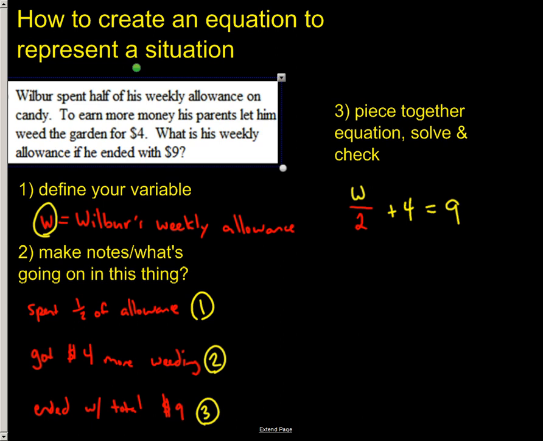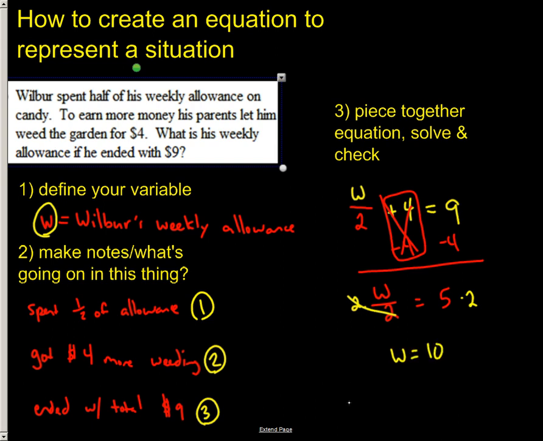So this is your two-step equation. Minus 4, minus 4. W is divided by 2. 9 minus 4 is 5. Now we can just multiply both sides by 2. And guess what? I know that W is 10. So Wilbur, I'm just going to use a W there, has a weekly allowance of $10.